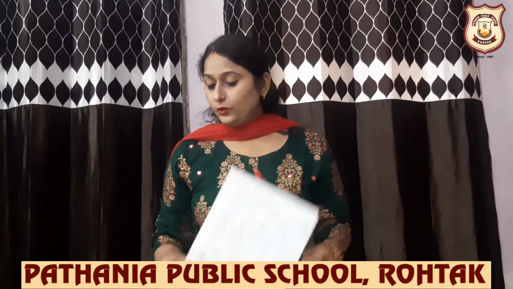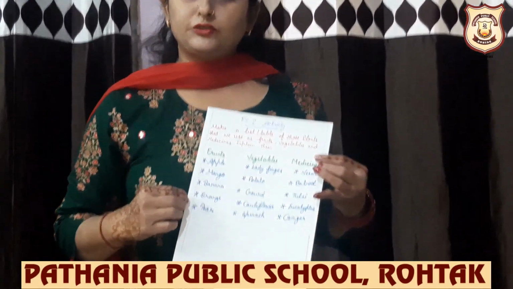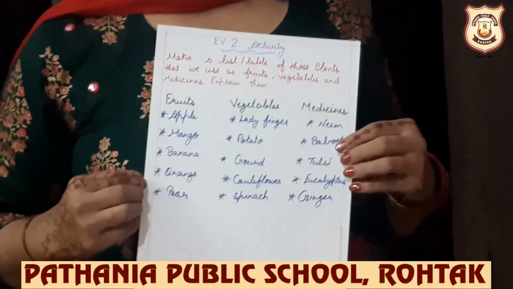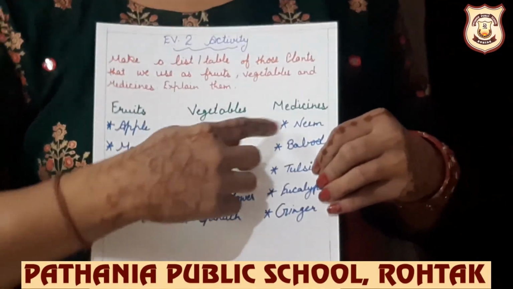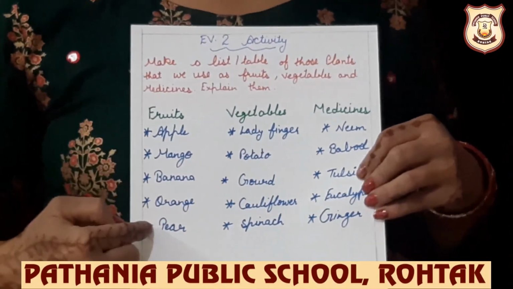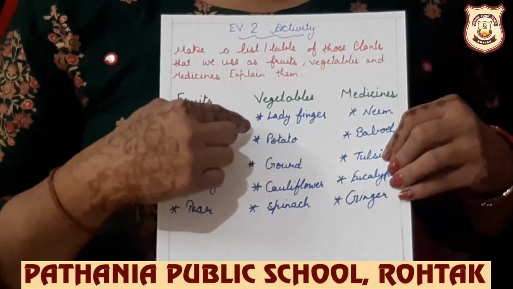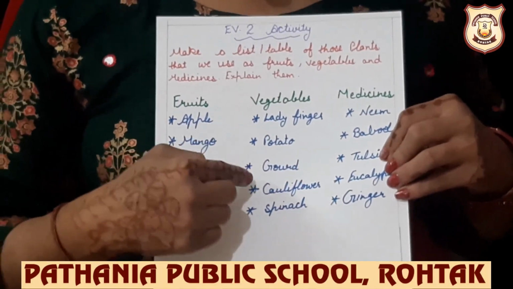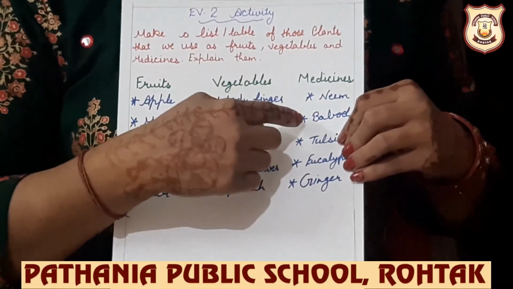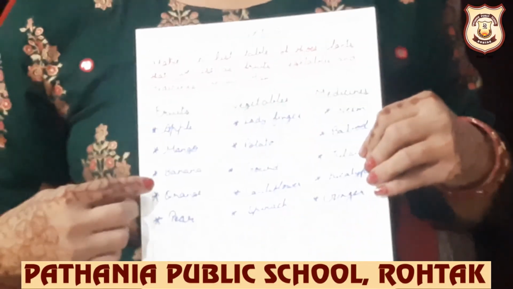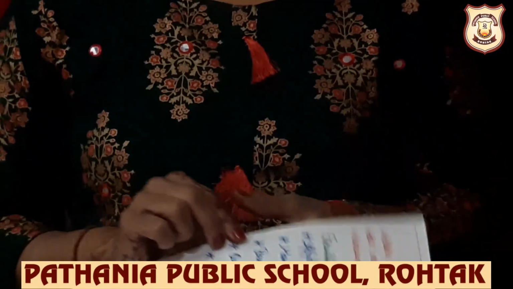Okay, beta. Our fourth activity is this. You have to make a list of different plants that provide us fruits, vegetables and medicines. I have written some examples for you like apple, mango, banana. These trees provide you fruits. Potato, gourd, cauliflower. These plants give you vegetables. And neem, babool, tulsi. These are herbs or plants that give us medicines. Okay, beta. So these are our 4 activities.